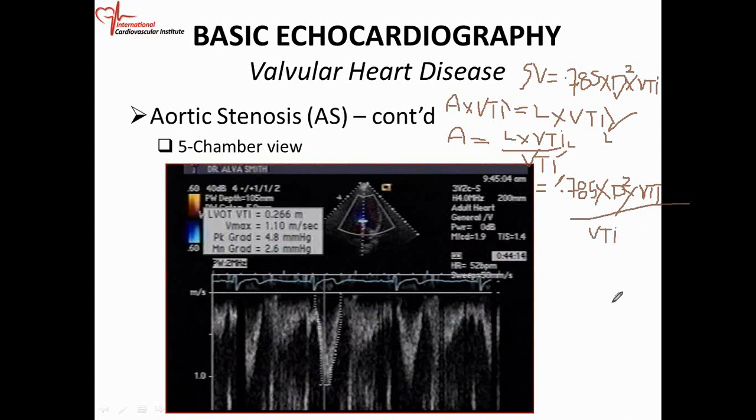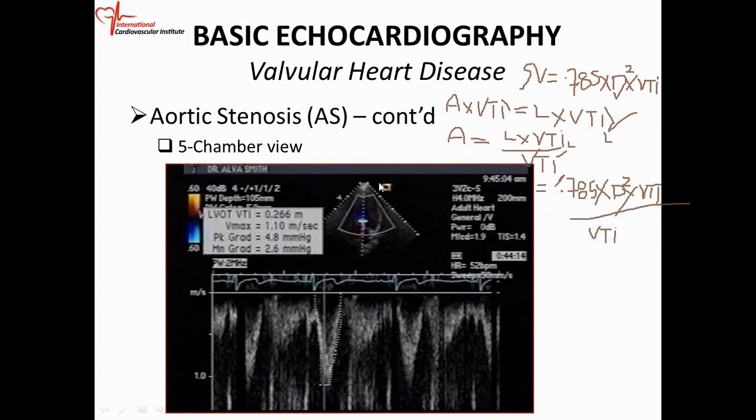Okay, so if you're woken at 3 a.m. in the morning, you should be able to recite this formula. A tremendous number of patients have aortic stenosis, and you have to be able to calculate the aortic valve area. So if you're woken at 3 a.m., you should be able to recite the formula. Aortic valve area is equal to 0.785 times D squared times the VTI across the left ventricular outflow tract, divided by the VTI across the aortic valve.